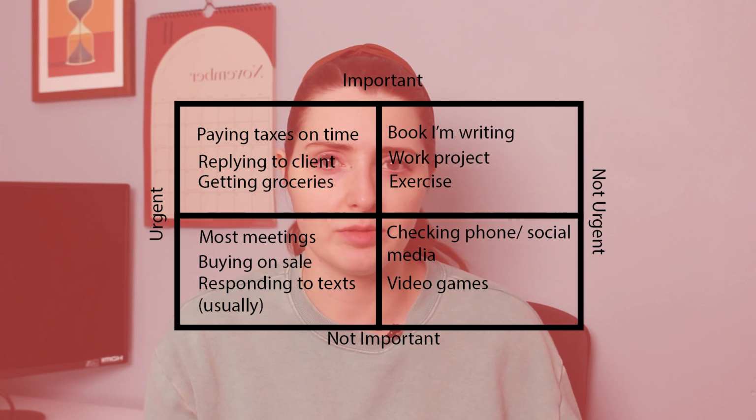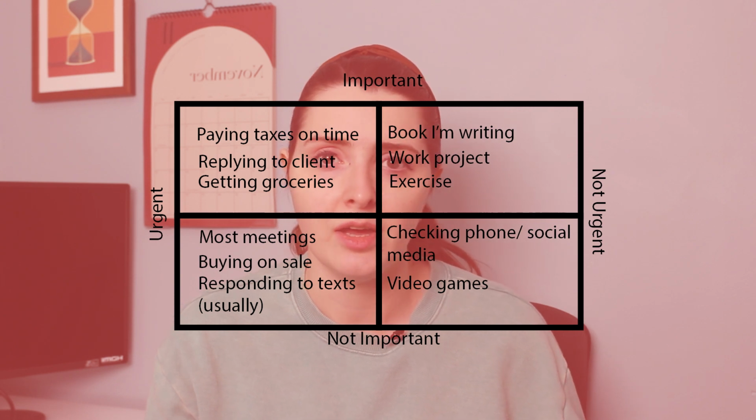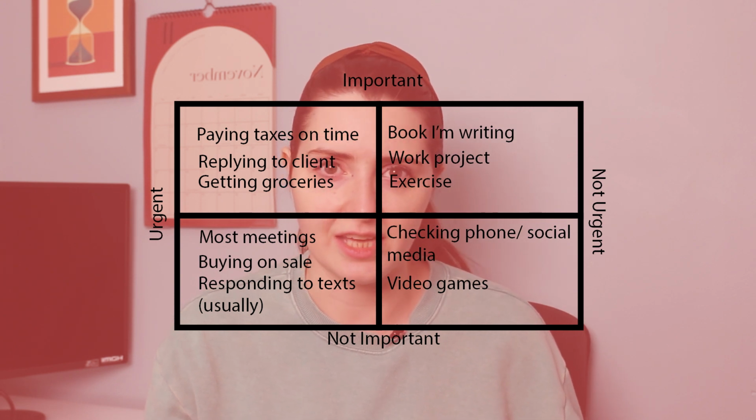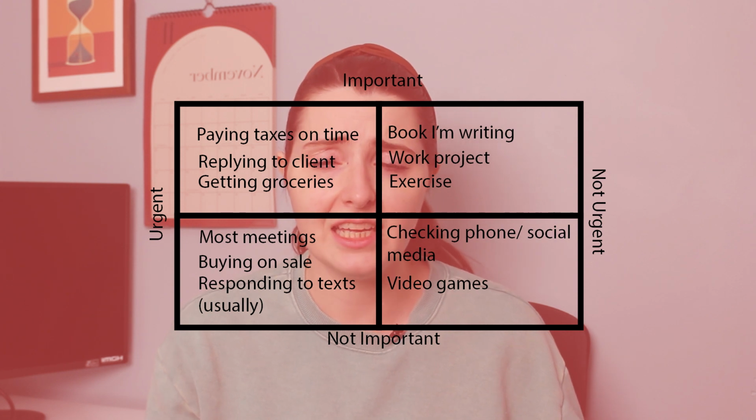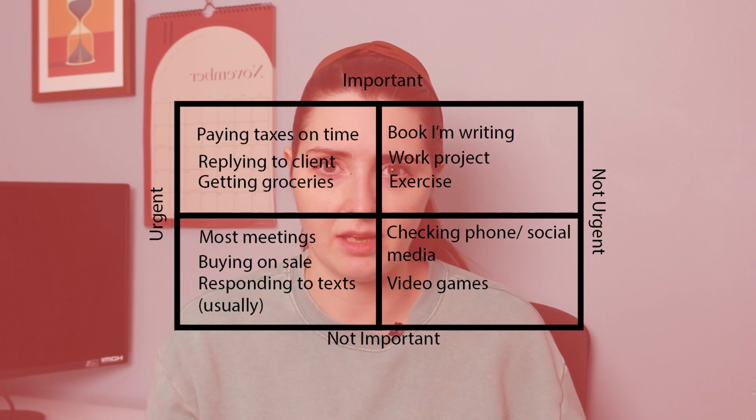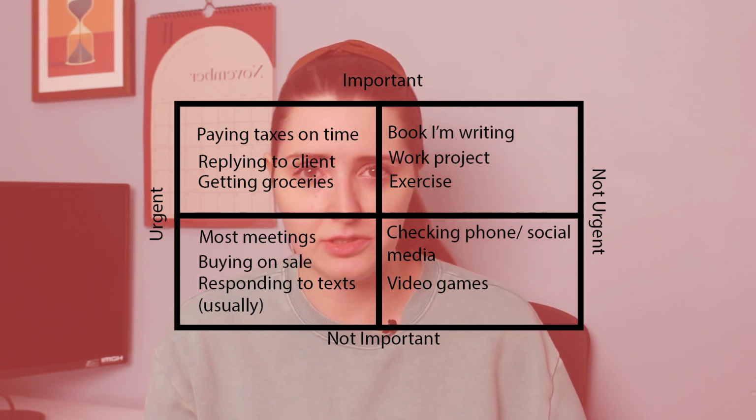Like exercise, or like maybe if you're trying to write a book, writing a little bit every single day or every week. And then finally, in the last quadrant, those are the things that you probably don't want to be focusing on at all. These are the time wasters. These are the things that if you need to do them, you probably want to delegate them as soon as you possibly can. And if you don't need to do them, you want to find ways to reduce them.